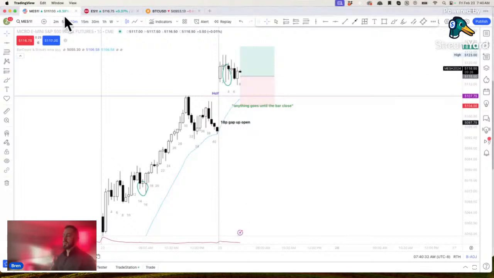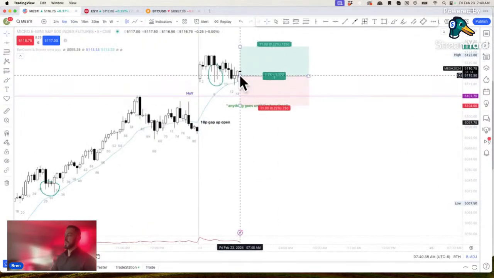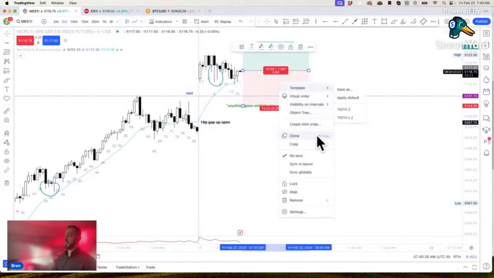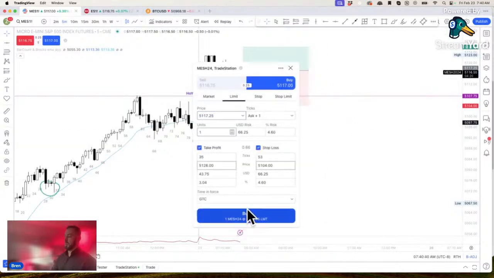Okay, where we at? Two consecutive bull bars. That's a good setup. Be willing to get long.